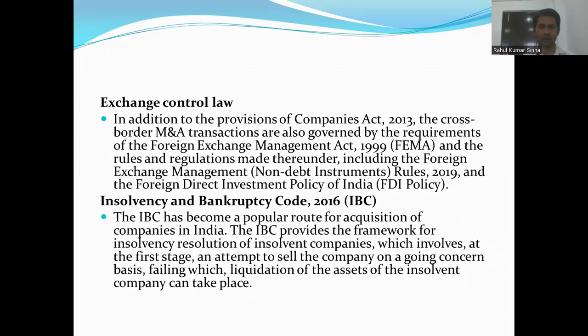IBC provides a framework for insolvency resolution of an insolvent company. It means the companies which have become insolvent, there is a framework for their insolvency resolution. So at the first stage, they try to sell the company on a going concern basis. If they fail, then liquidation of the assets of the insolvent company can take place. The IBC 2016 code has to be followed, which is popular because it defines the route for acquisition of companies in India.